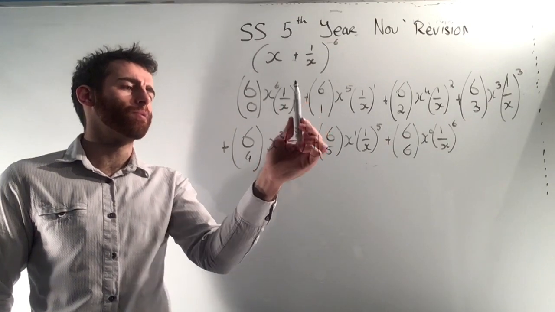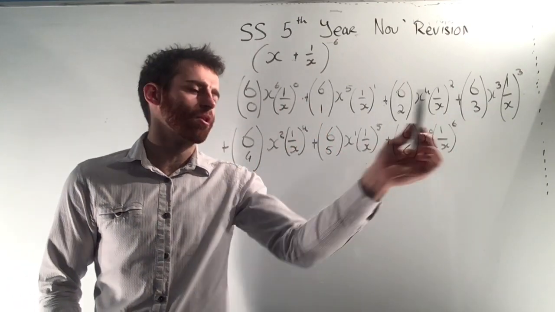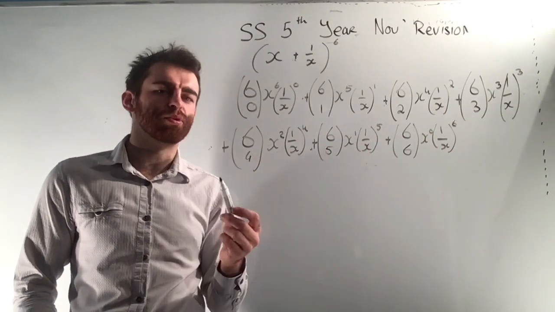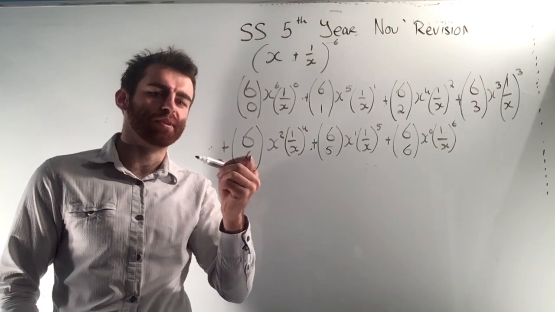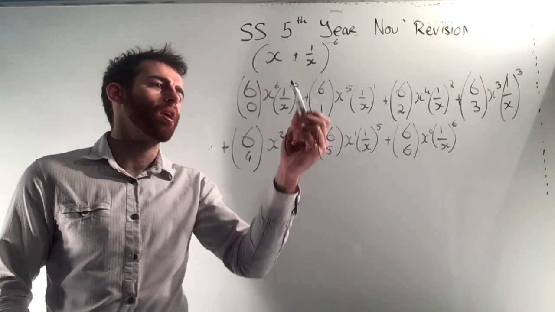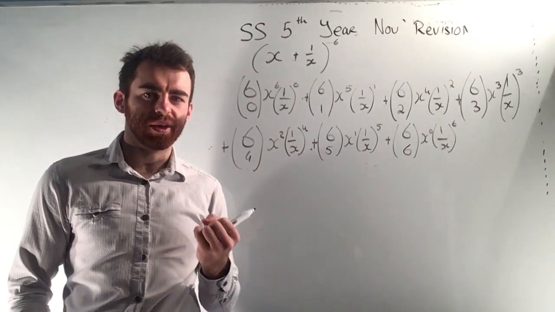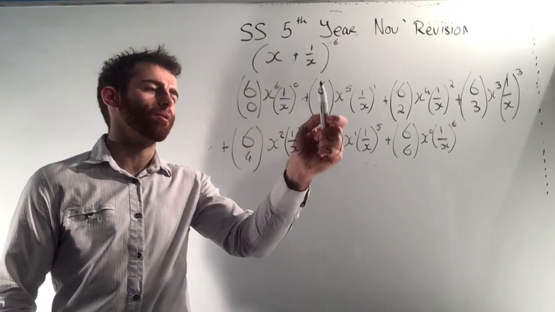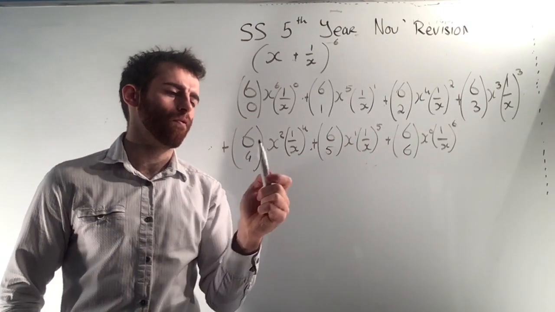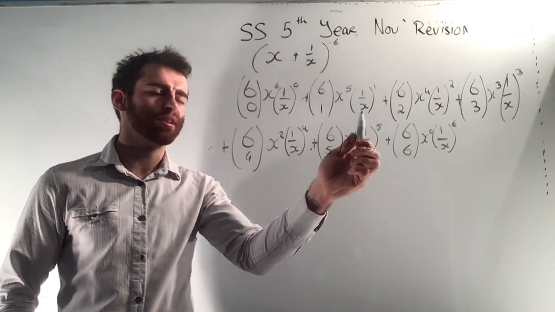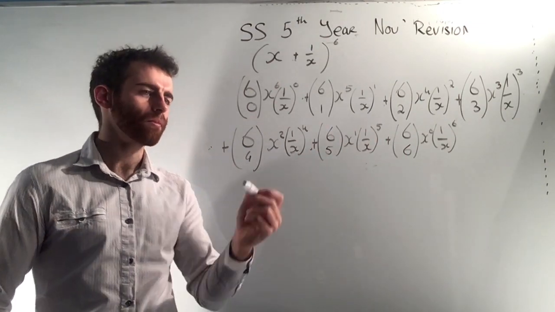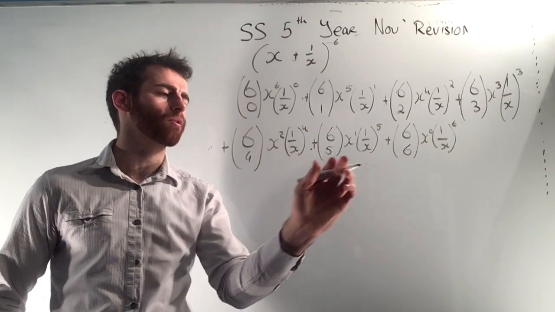First of all, if there's a plus between them, then every single term will be a plus. If there's a minus between them, then every second term is a plus and every second one is a minus. But because that's a plus, I know they're all positive. Using the binomial expansion, it's 6 choose 0, 6 choose 1, 2, 3, 4, 5, and 6. So altogether you should have 7 terms. I'd start by listing out those numbers.